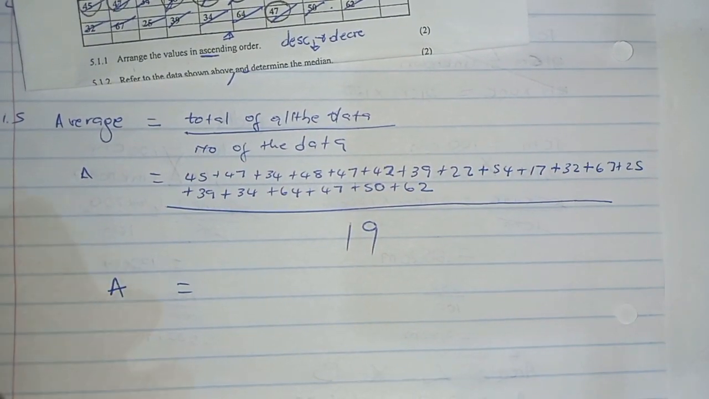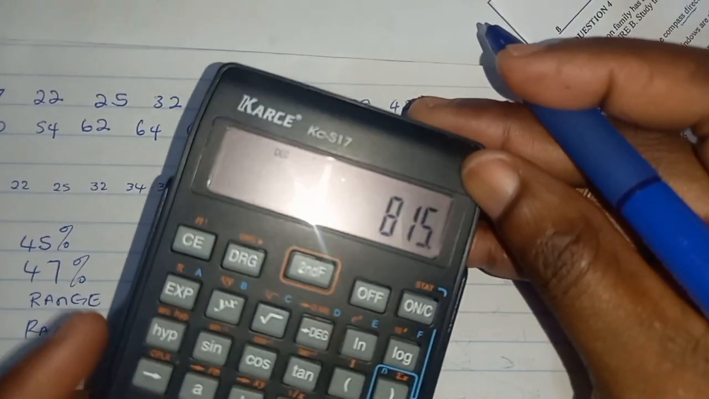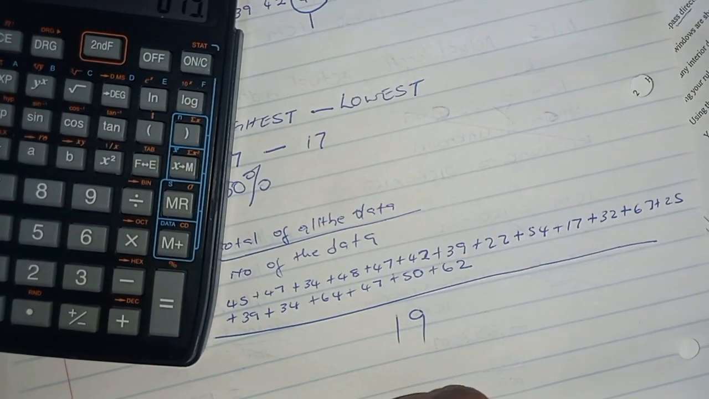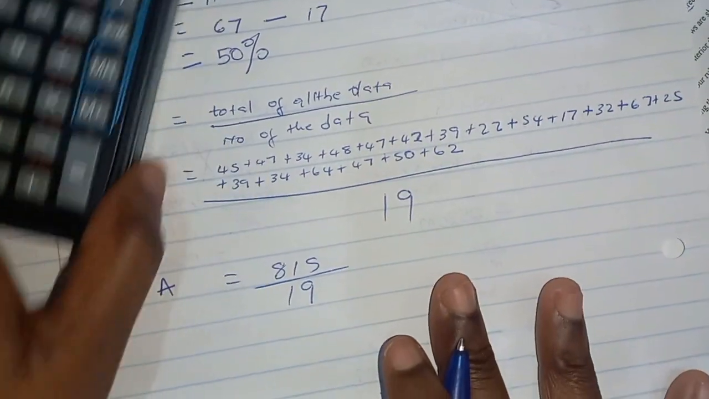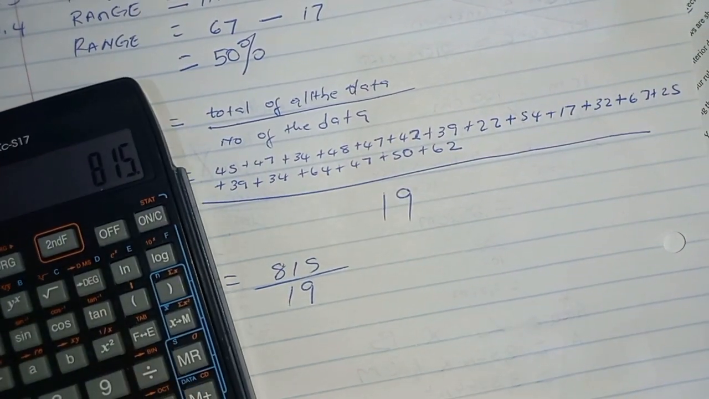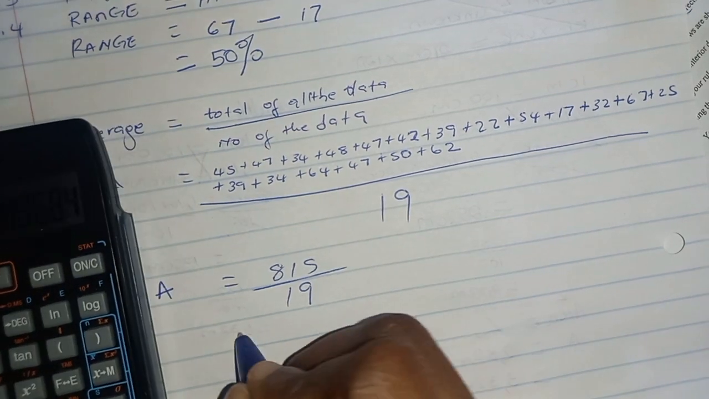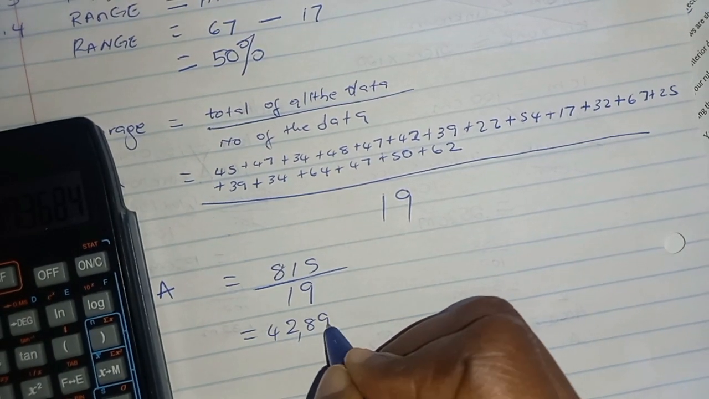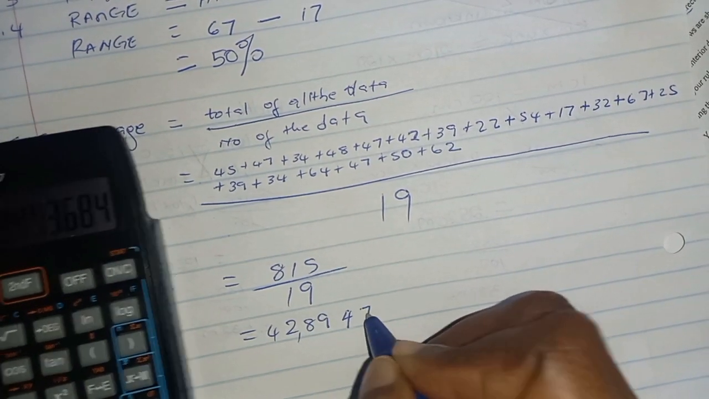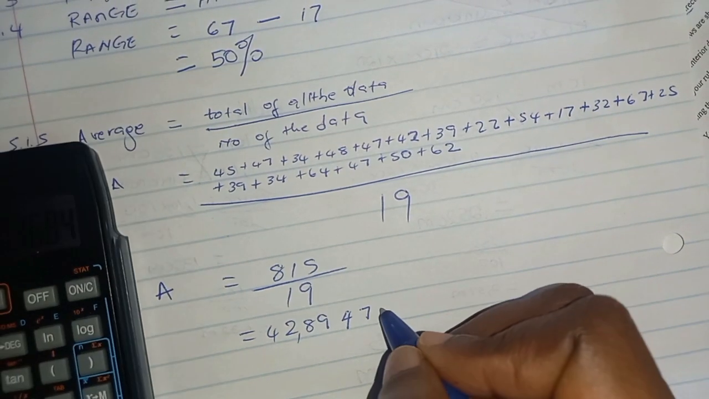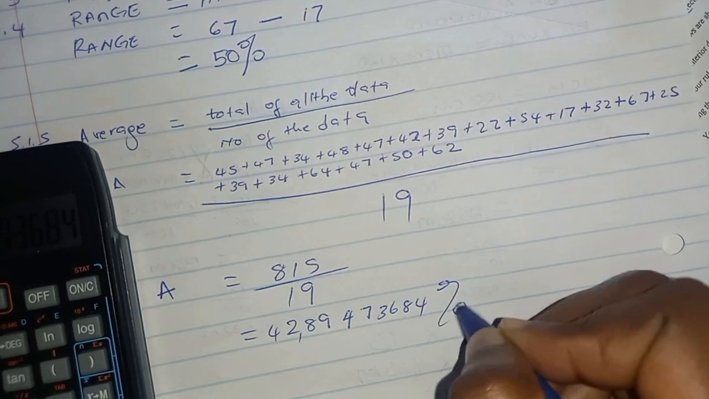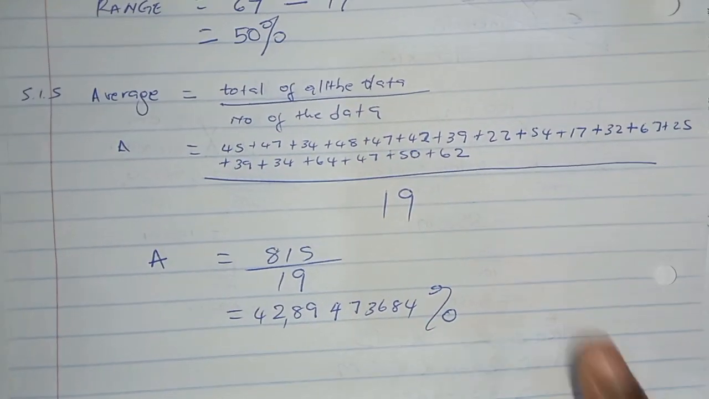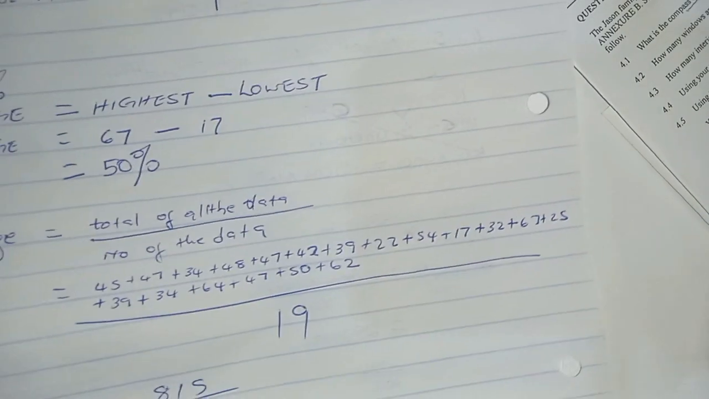So let's just add them. Okay, so I went ahead and added it. It's 815. I hope I did it right. Divided by 19. Right, and then we're just going to divide by 19 now and get 42,8947. That's what the calculator says. 3684%. So now we're just going to check if they said round off or anything like that in the question.